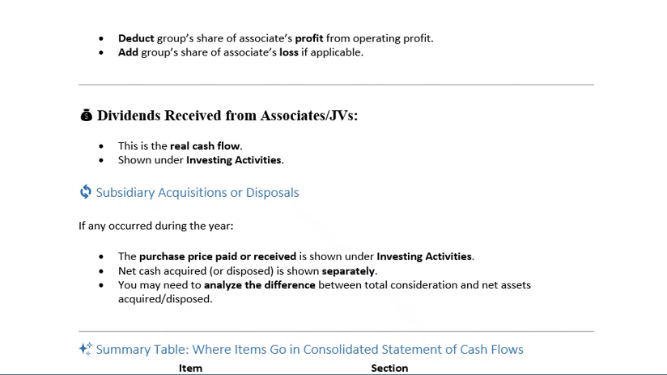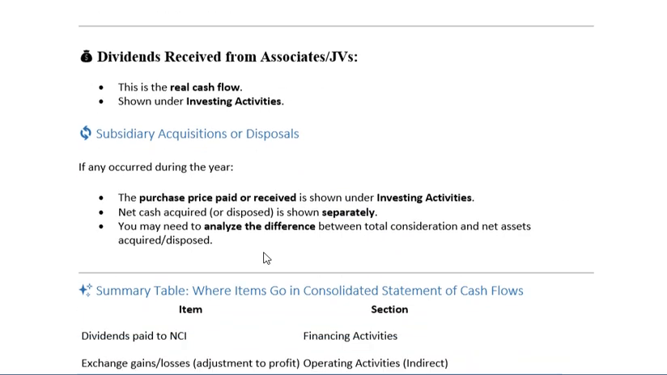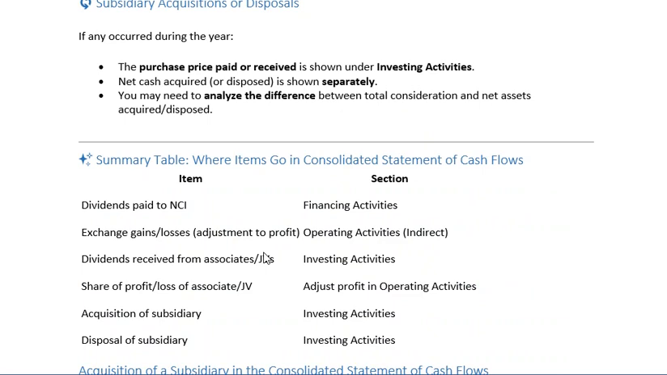Now, where items go. So your dividend paid to NCI. Don't forget it's under separate cash flow. Dividend paid is under operating activities. Am I right?